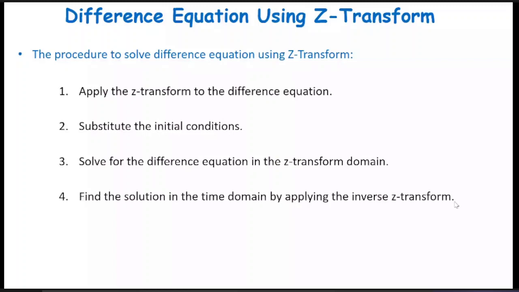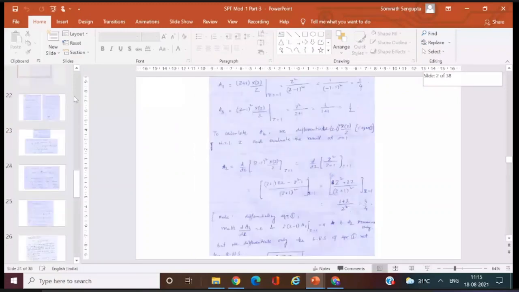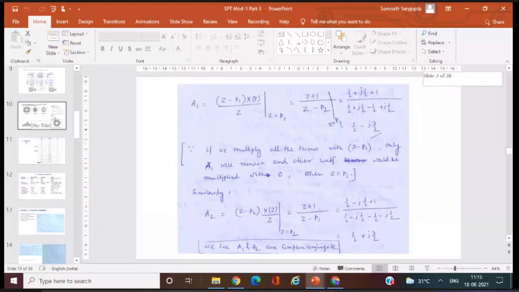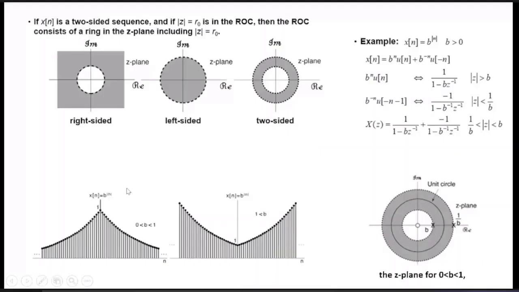There is a problem that you might not have understood. In one slide there was one signal, that is b to the power mod n. Okay, so it is this signal. I am just talking about the plot, how the plot looks like.